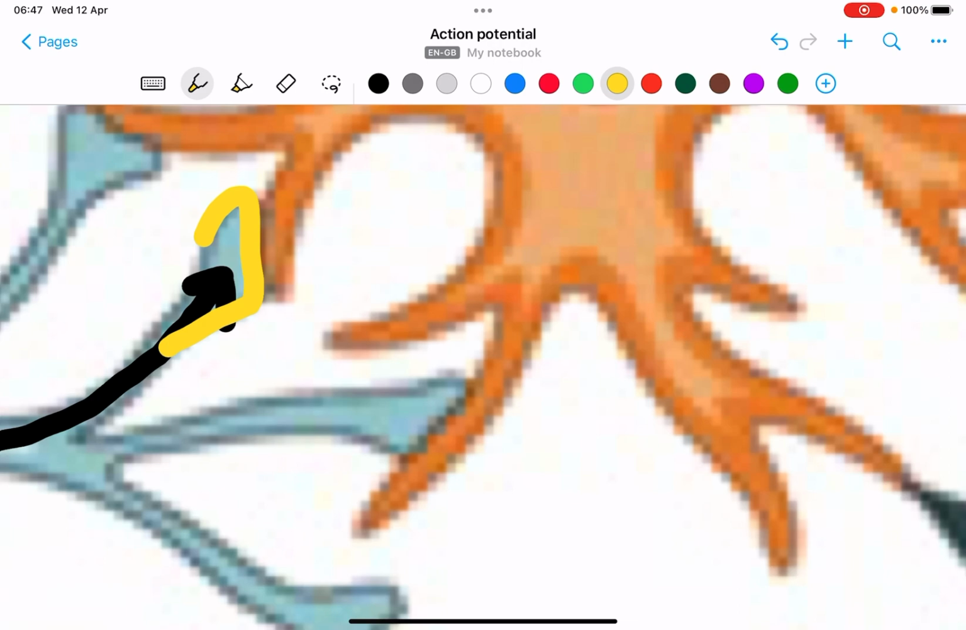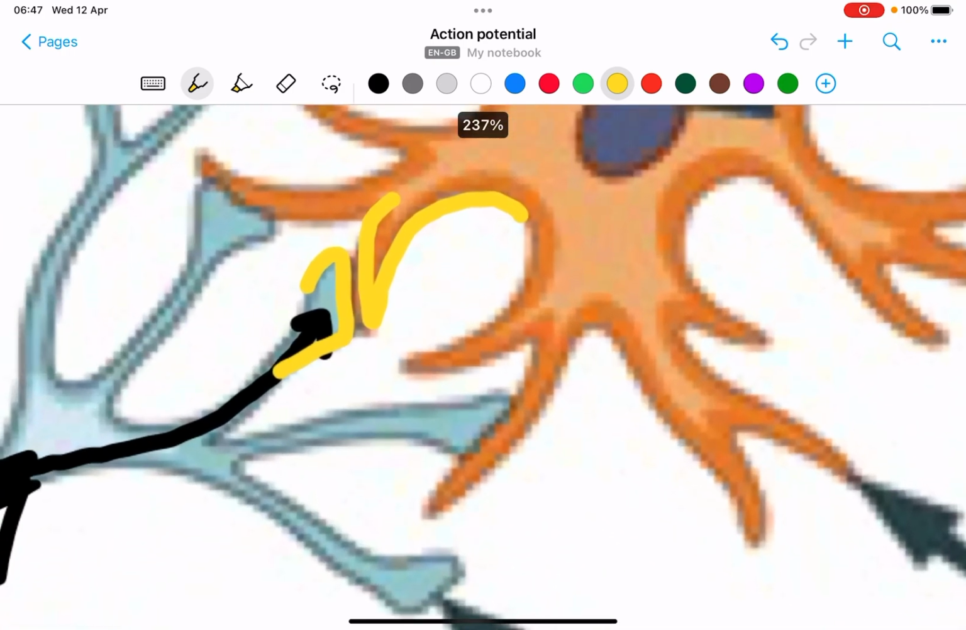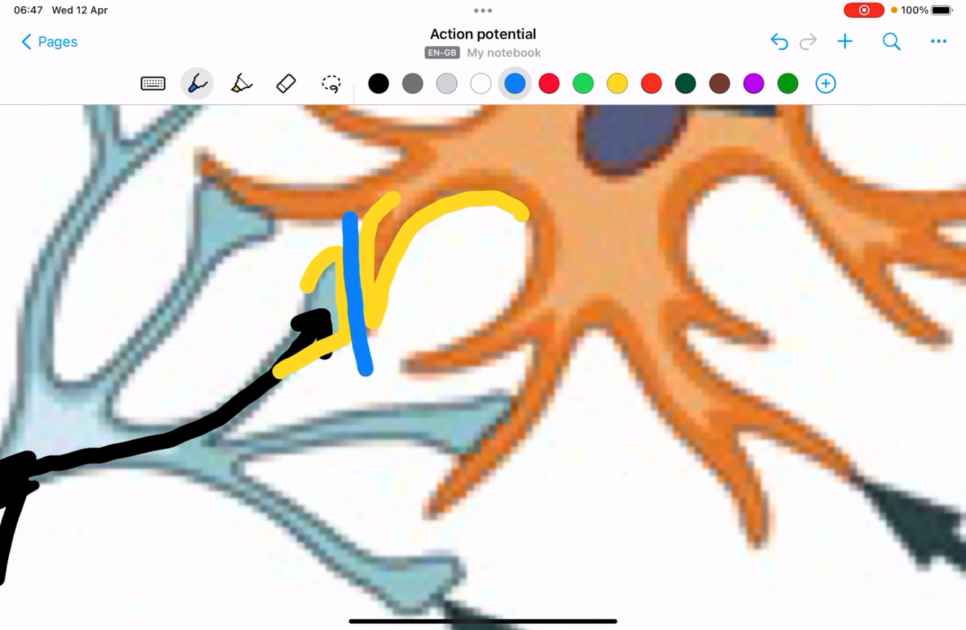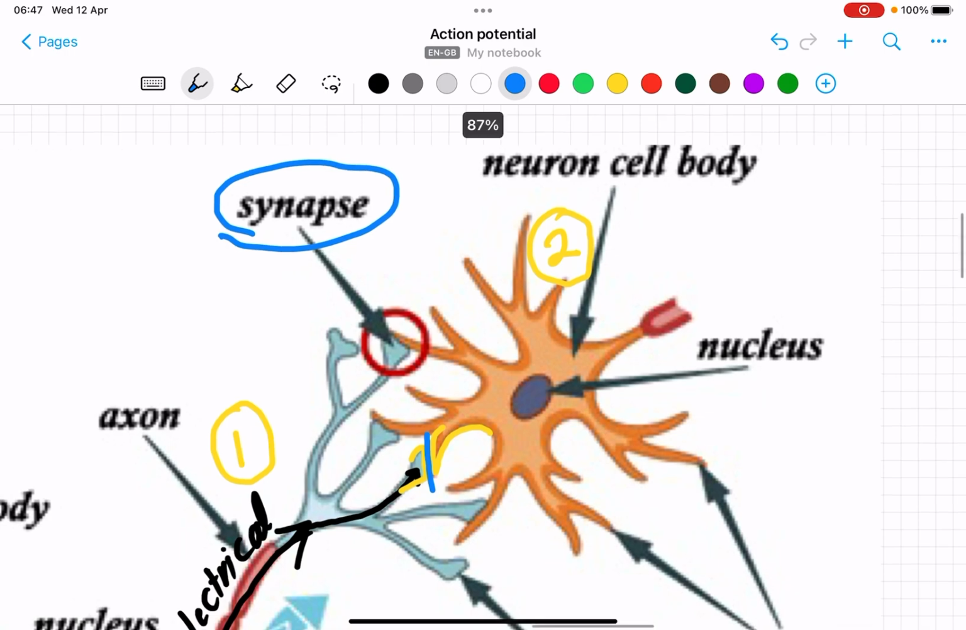the axon and the next dendrite. So these are another motor neuron. This is the first motor neuron and this is the second motor neuron. So when there is a gap between the two motor neuron, the impulse in electrical form needs to change to chemical form. That's what we call synapse.